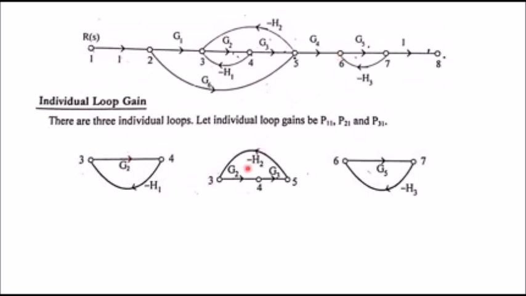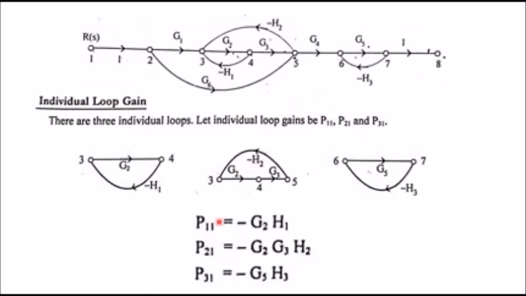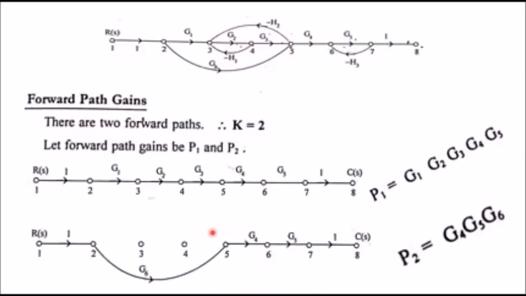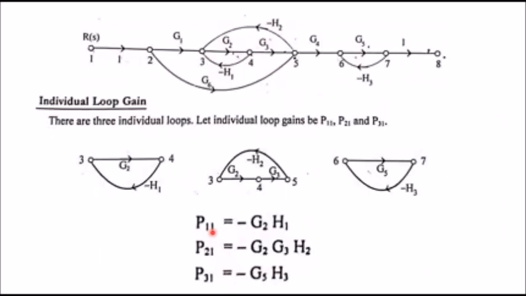So once we simply multiply these things, we will get P11. Just remember these notations. First we have seen P1, P2. Here you have to do P11, P21, P31. You can take your own notation, but it is better if you follow this notation.